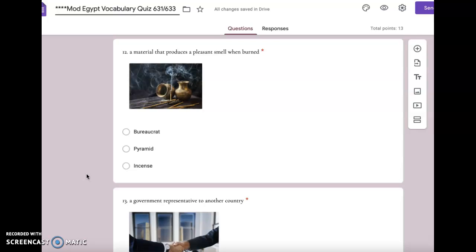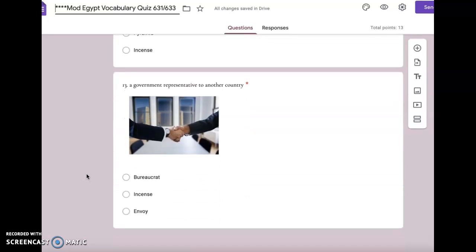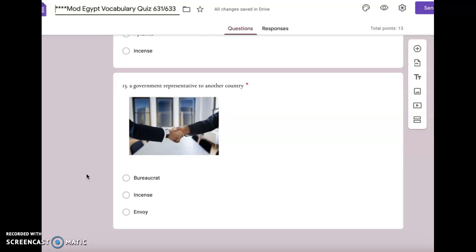Number 12. A material that produces a pleasant smell when burned. Bureaucrat, pyramid, or incense. Number 13. A government representative to another country. Bureaucrat, incense, or envoy.